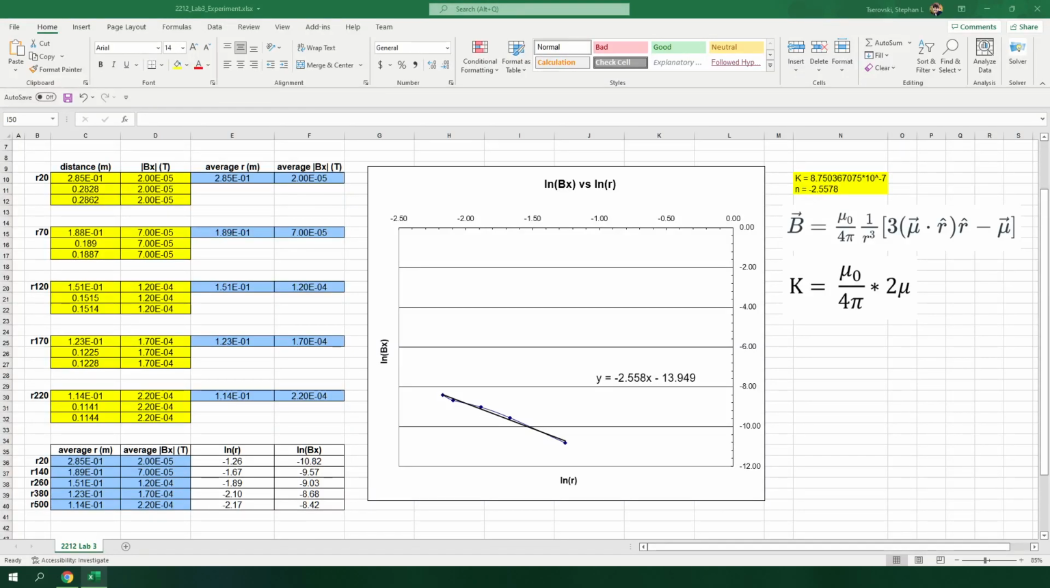For this lab, we measured and simulated the magnetic field of a bar magnet. Using a phone to measure the magnetic field produced, and a meter stick to measure the distance from the magnet at various values for magnetic field, I was able to measure the data that you see here.